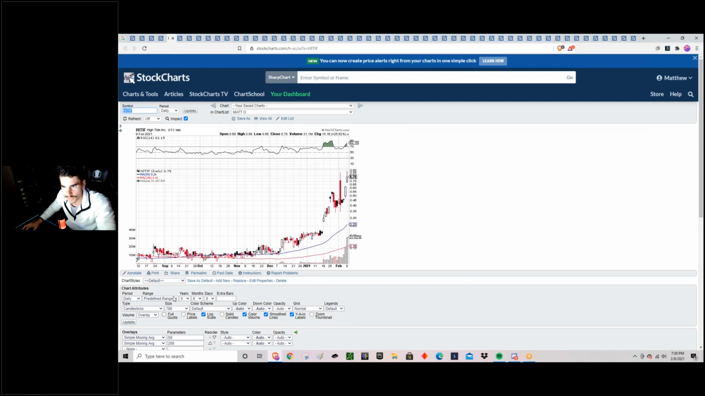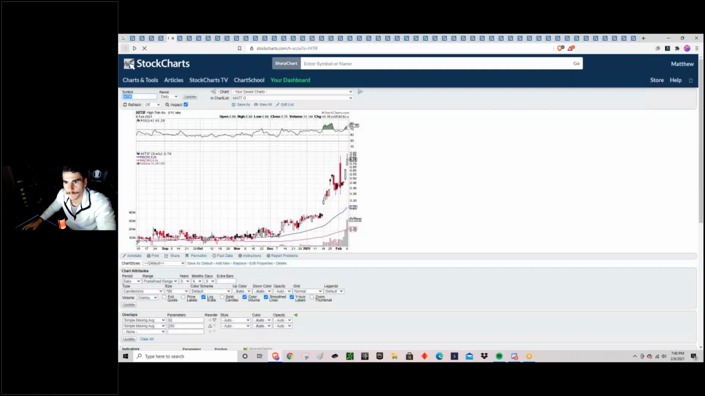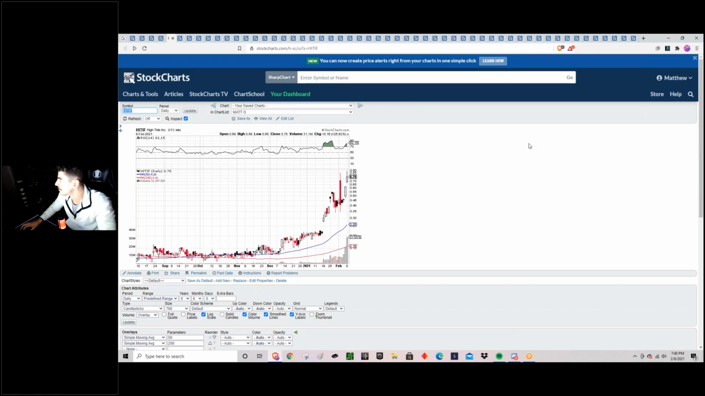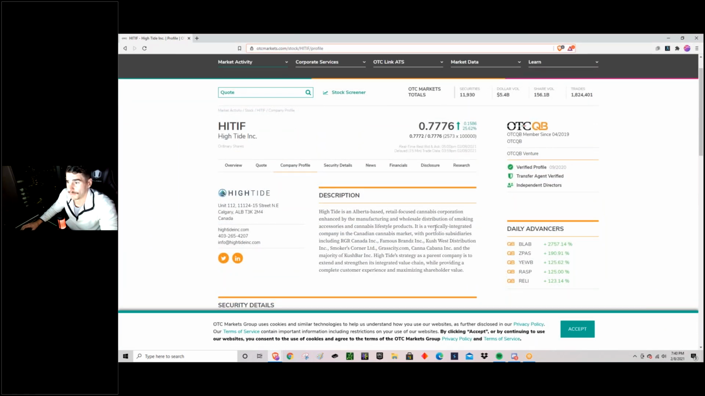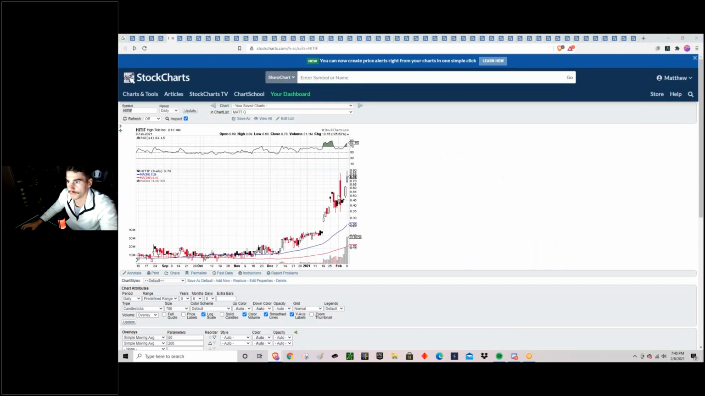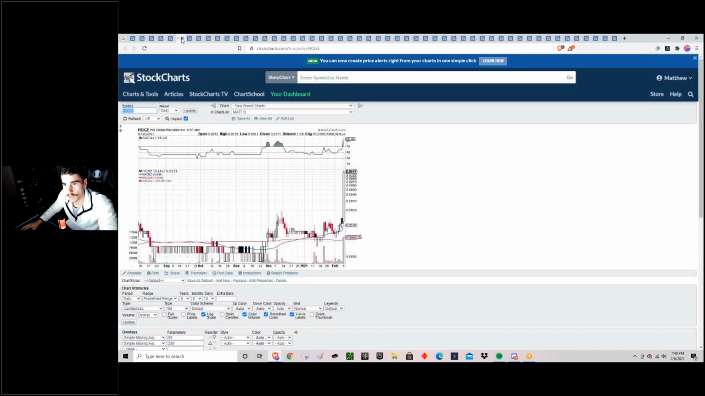This is interesting. I wonder what sector this is. HITIF. It's not a bad chart. That's probably some kind of EV, green energy. HITIF, OTC markets. Let's see. I would think that this is some kind of renewable energy. Oh, it's cannabis. Oh, okay. Well, that explains it. I'm going to keep this up just because I actually didn't have this on my radar as a cannabis stock. So I'll keep that.